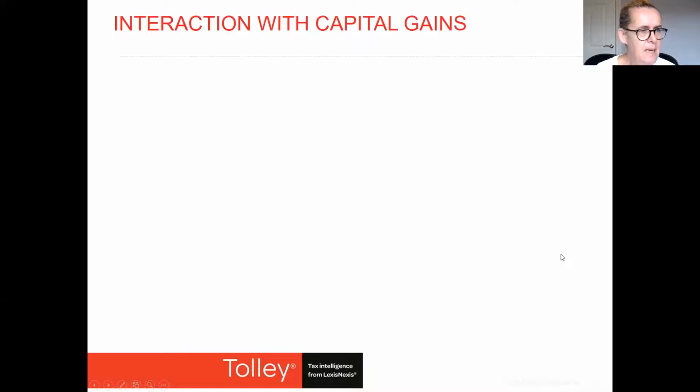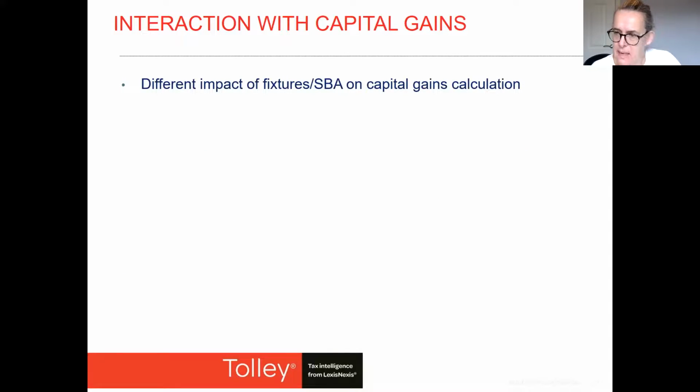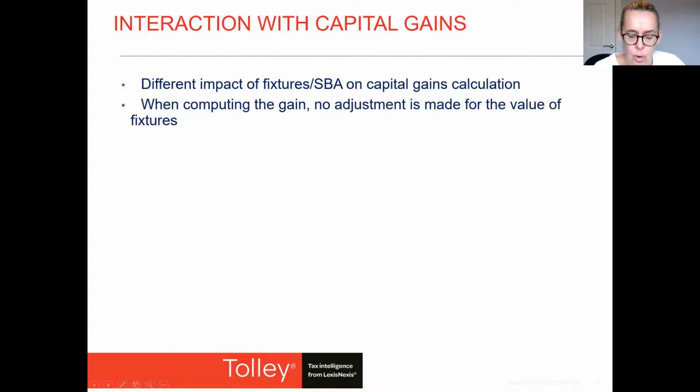Okay. Now, interaction with capital gains tax. This is one area where I think we do see some confusion arising in relation to capital allowances, fixtures and so on. There is a different impact of fixtures and structures and buildings allowance. So when you are computing a capital gain, you do not make any adjustment for the value of the fixtures.